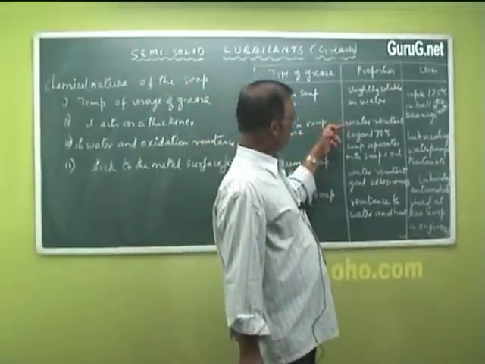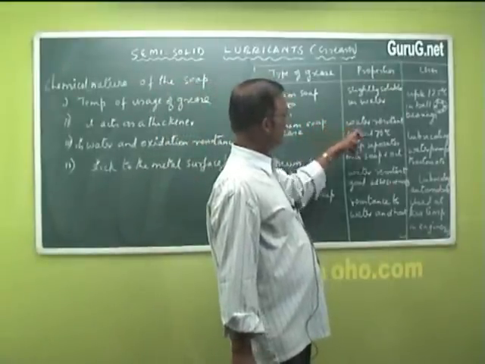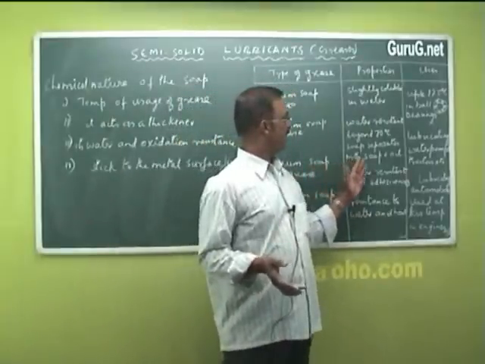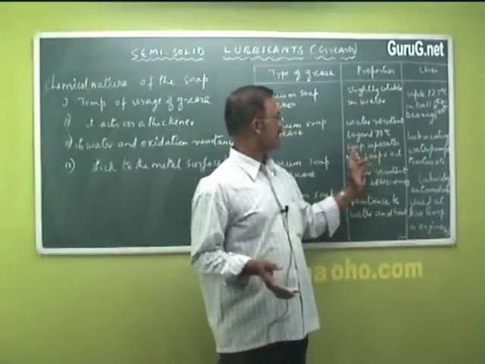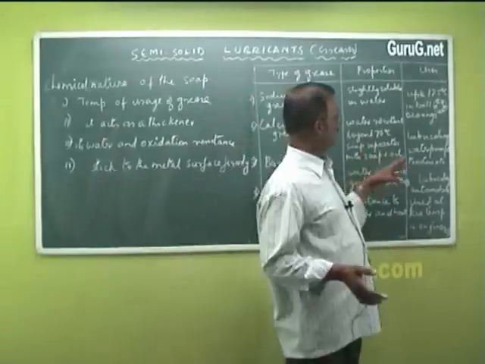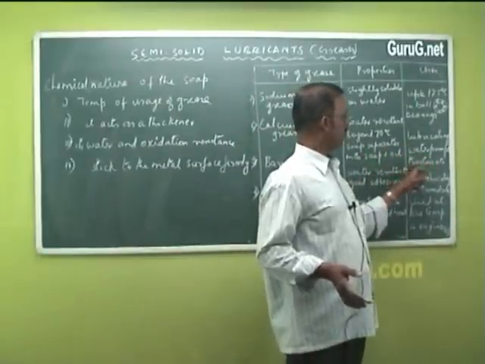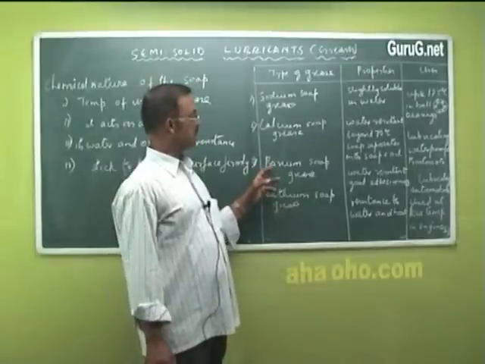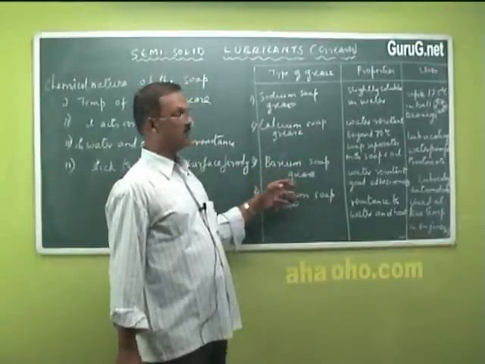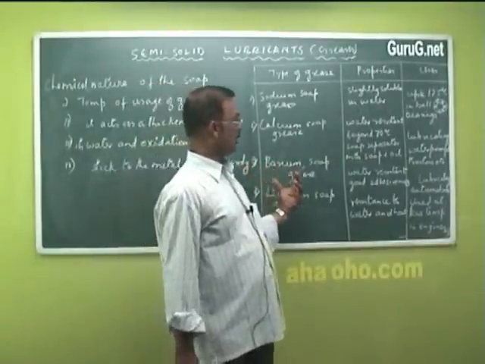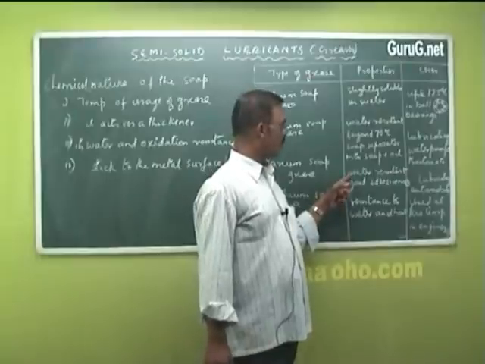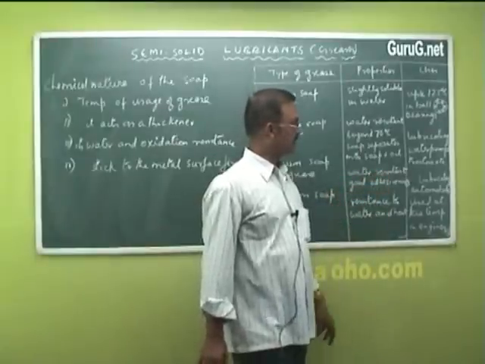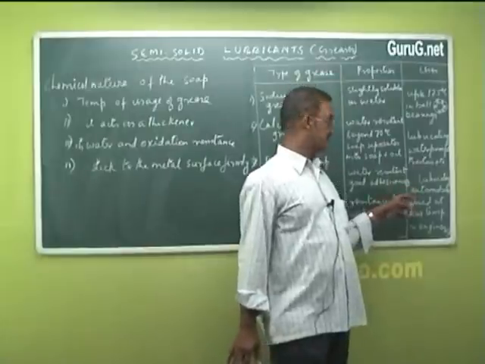Now this is water resistant, but beyond 70 degrees centigrade the soap separates into soap and oil. It is used for lubricating water pumps, tractors, etc. The third type of grease is barium soap grease. Here the metal atom is barium, and this shows resistance to water and it has very good adhesiveness. Actually this is used for lubricating automobiles.